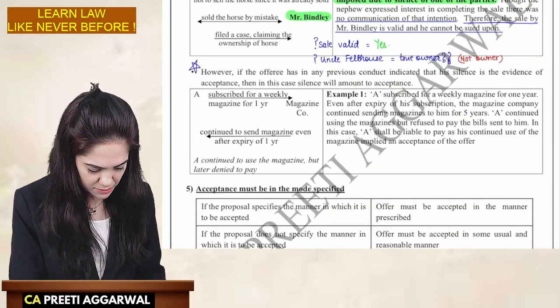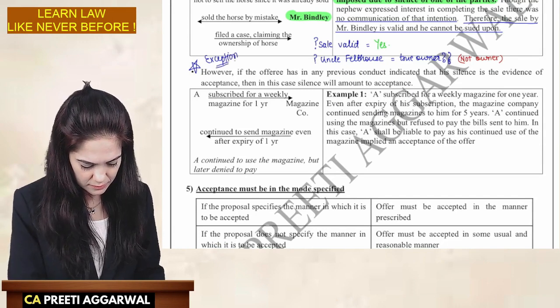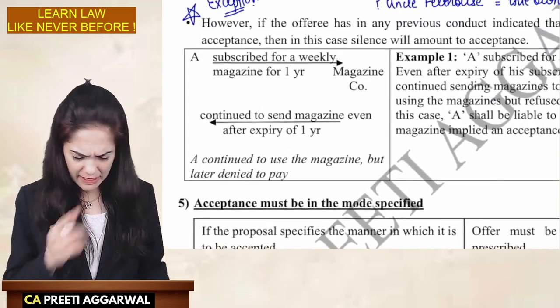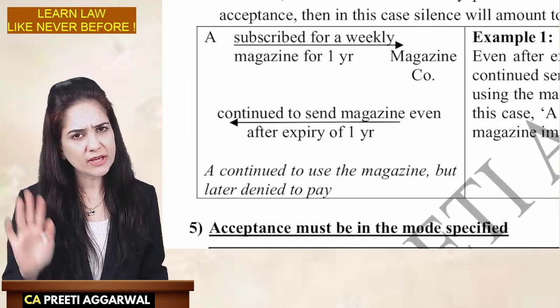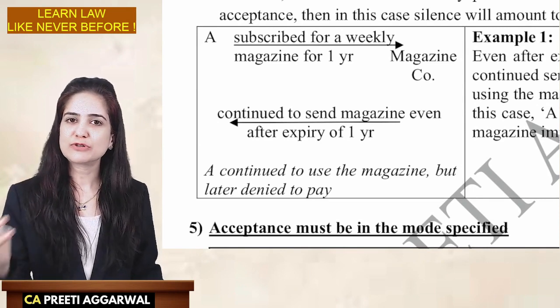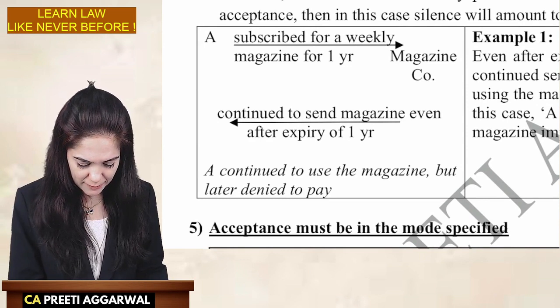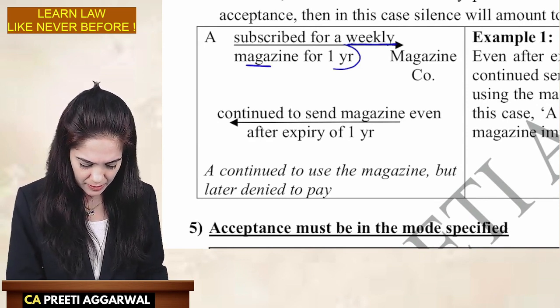This is a small exception. Mr. A subscribed for a weekly magazine for 1 year. Every week, the magazine company would send one magazine. So he subscribed for a weekly magazine, and he would get a magazine every week for 1 year.